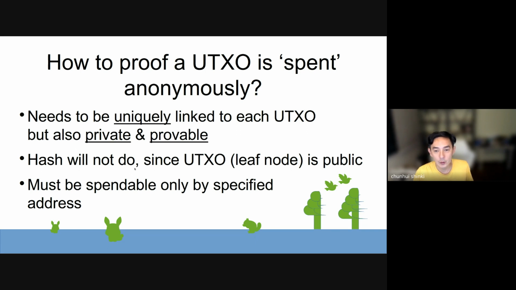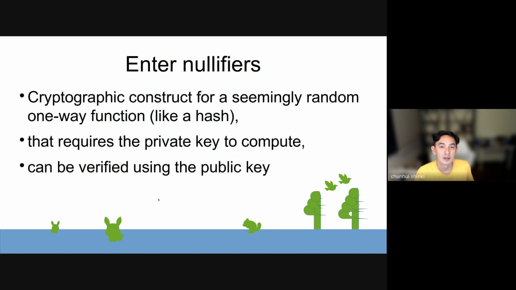So a hash is not going to do it because the UTXO's data is public. So if you just use the hash of the UTXO data itself, then anyone is able to actually figure out that relationship, right? So it's not exactly private, right? And it's also not only spendable by the specific address. So that's where nullifiers come in.